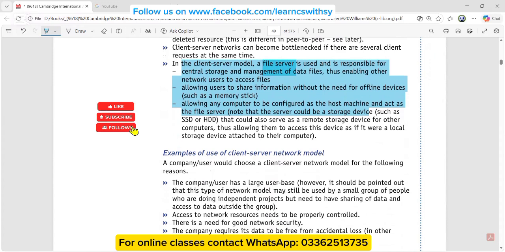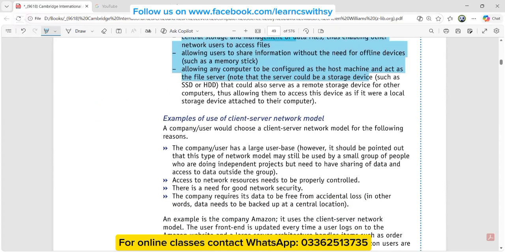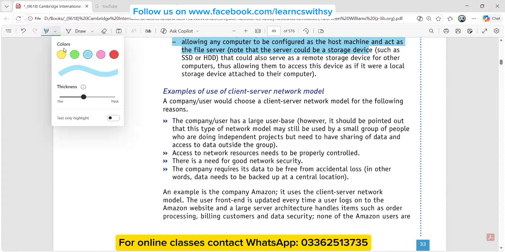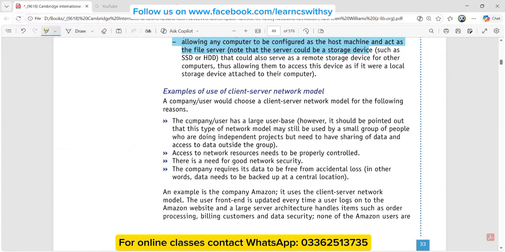Whenever there is a large number of computer systems or a large number of people who need to connect, then the best model that we prefer is a client server model. You can see here, the company has a large user base, so they will go for a client server model. If access to network resources needs to be properly controlled, then we go for a client server model. When we need good network security, then we go for a client server model. So these are the basic reasons for moving to a client server model.